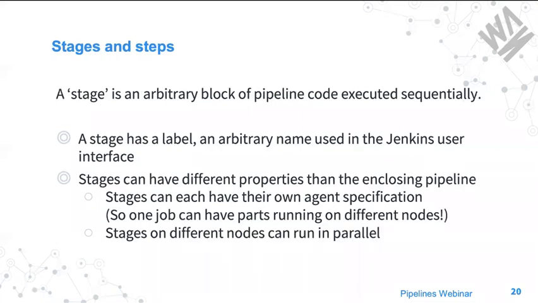Another core concept that's part of the domain-specific language is this notion of stages and steps. A stage is an arbitrary set of code that gets executed. And it has a label that's an arbitrary name. It's used in the Jenkins user interface. And it's a way of dividing your pipeline into logical groupings of things.